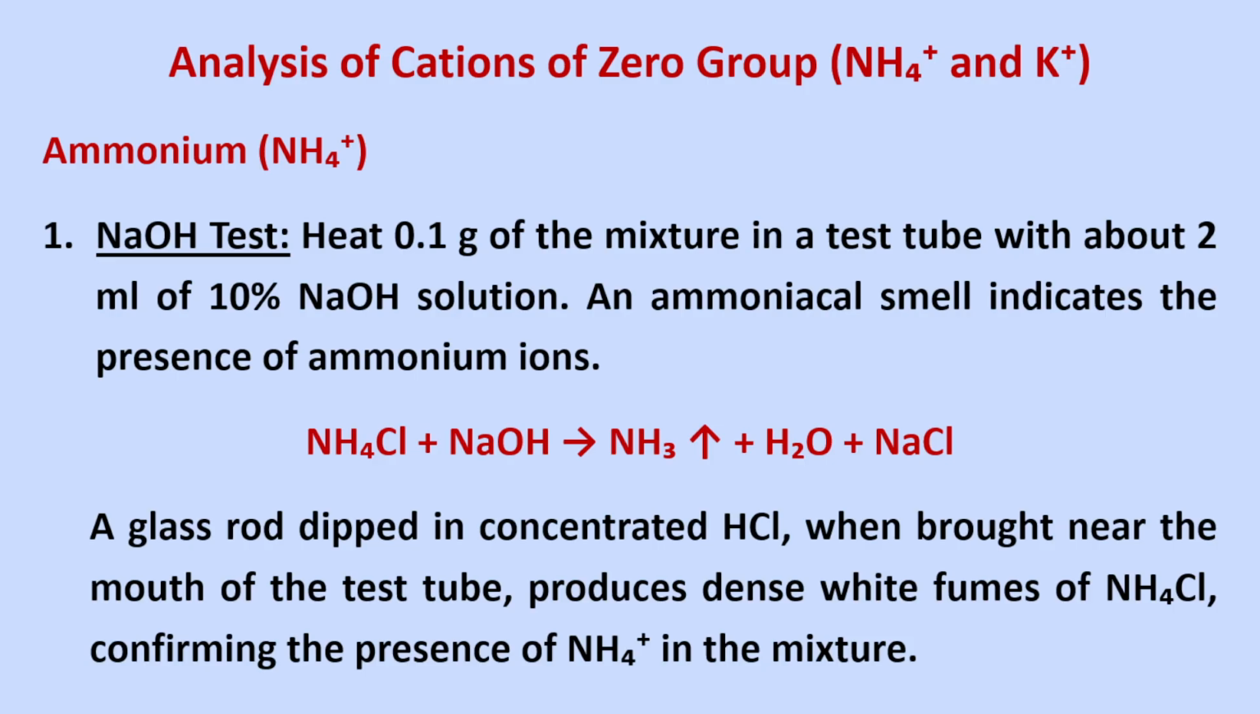To confirm the presence of ammonia, take a glass rod, dip it in concentrated HCl and bring it near the mouth of the test tube. If dense white fumes appear, it confirms the formation of ammonium chloride, which is a clear sign that ammonium ions are present.